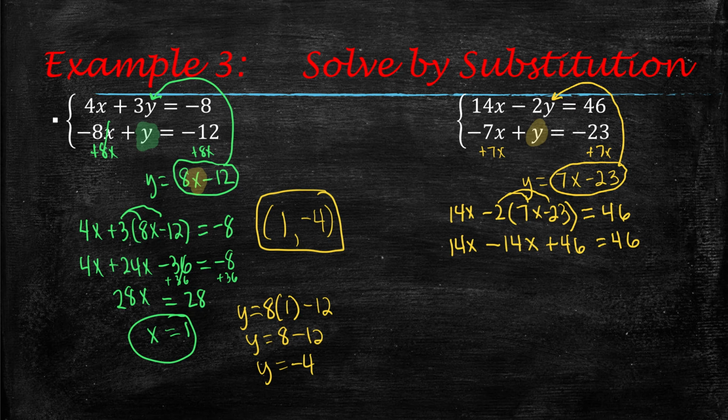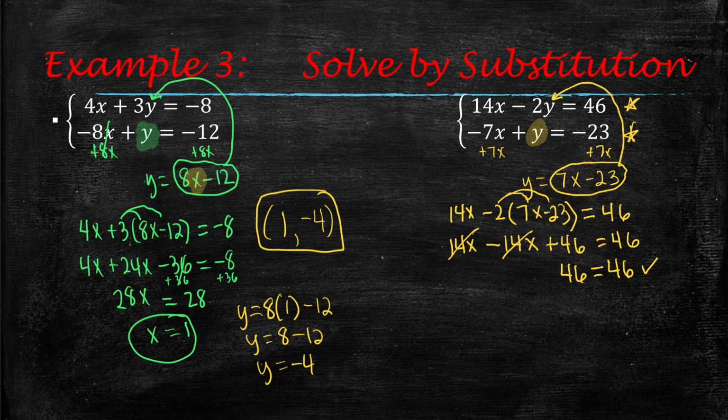Okay, this is going to be a special case, because look what happens. 14x minus 14x, those cancel. So then you have 46 equals 46. Okay, this is a true statement. And so what you want to do is look and see if when it becomes a true statement, then this equation is the same as this equation.